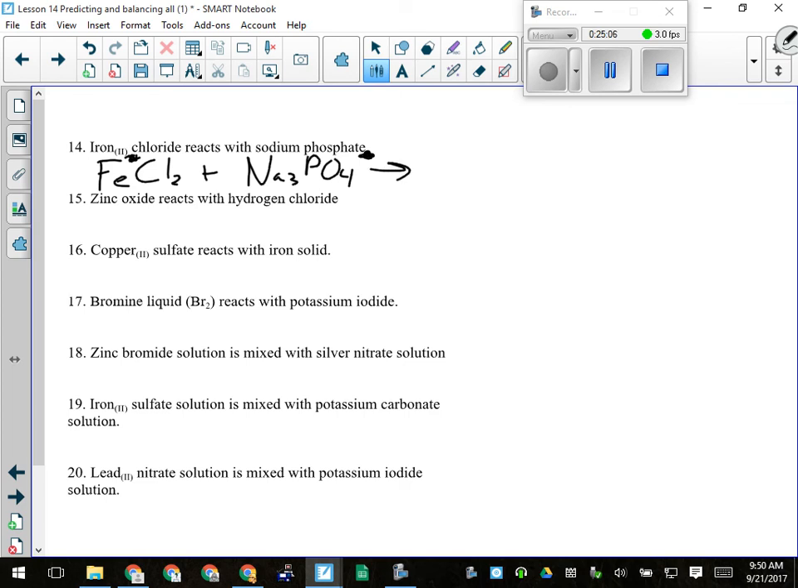They're both ionic compounds, so what kind of reaction is this? Double replacement. All right, in a double replacement reaction, we're going to swap the metals. So Na is going to end up with chlorine, and iron is going to end up with phosphate.